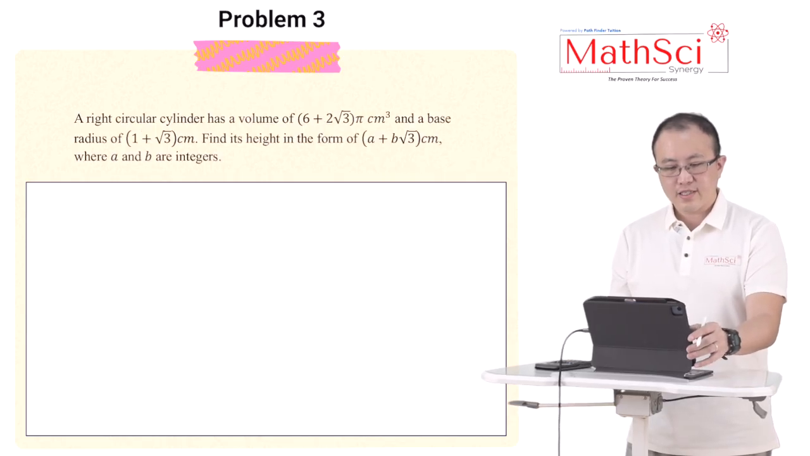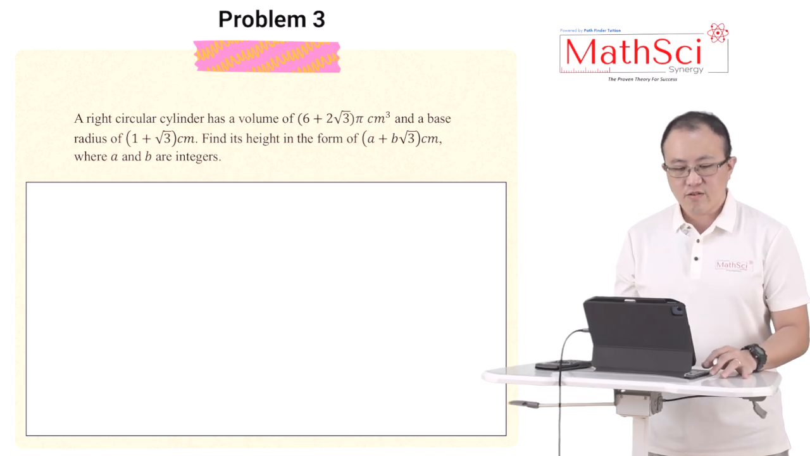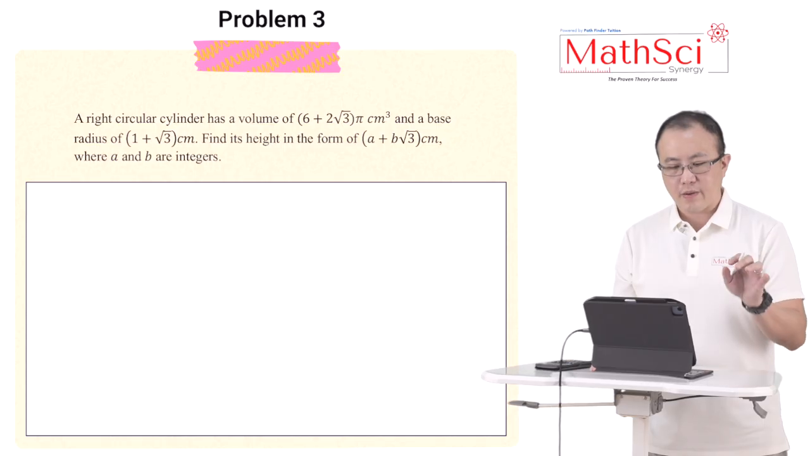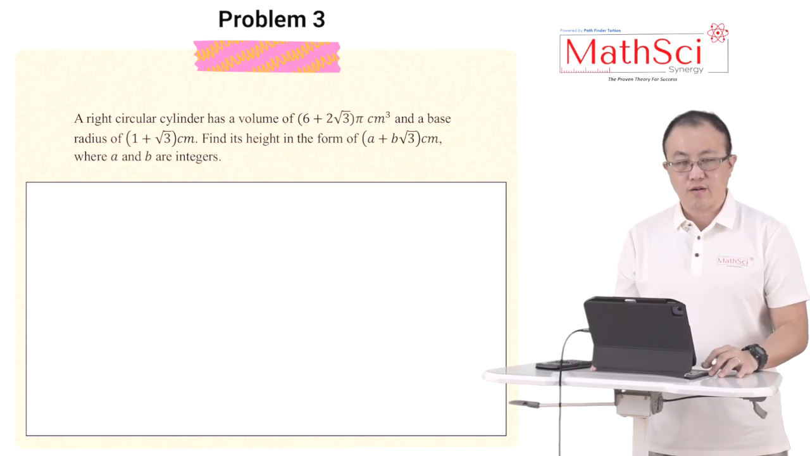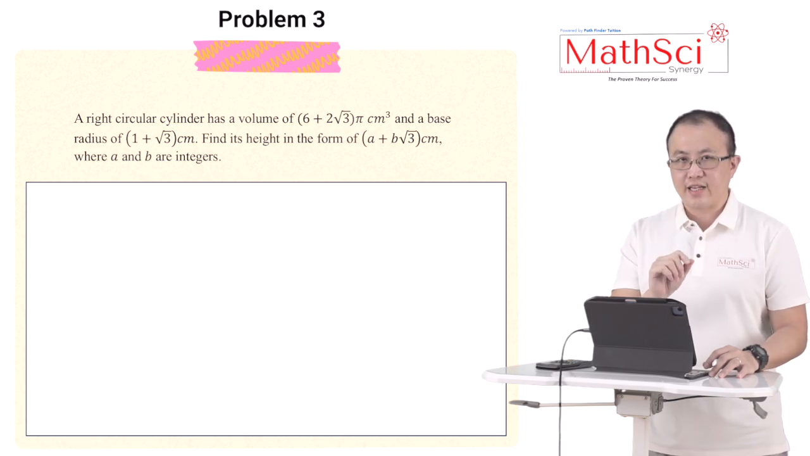Okay, problem number 3. This is a common question you get to see. Application question. A right circular cylinder has a volume of (6 plus 2 root 3) pi and a base radius of 1 plus root 3. So find its height in the form of a plus b root 3, where a and b are integers. I will say this is surds, but think about what happens if you're going to find this without thinking of it as a surds problem.